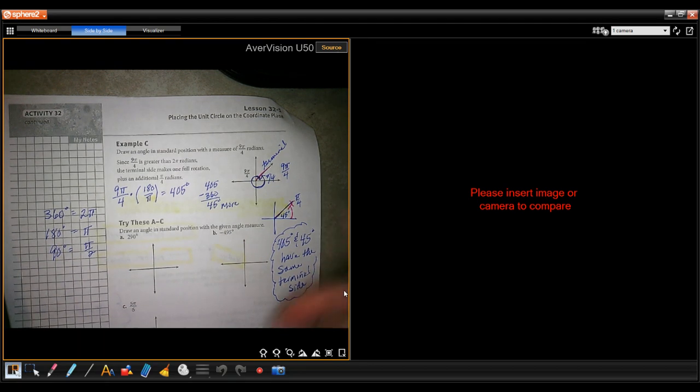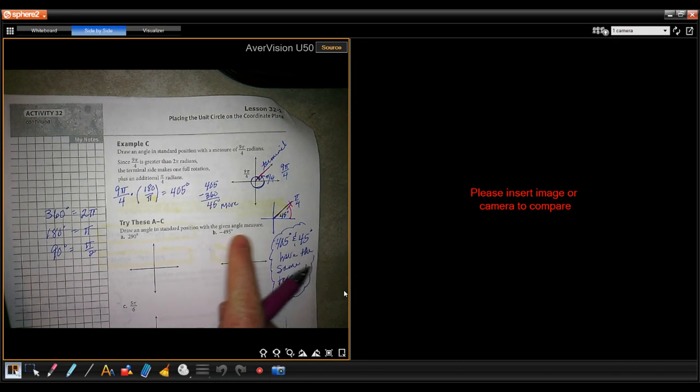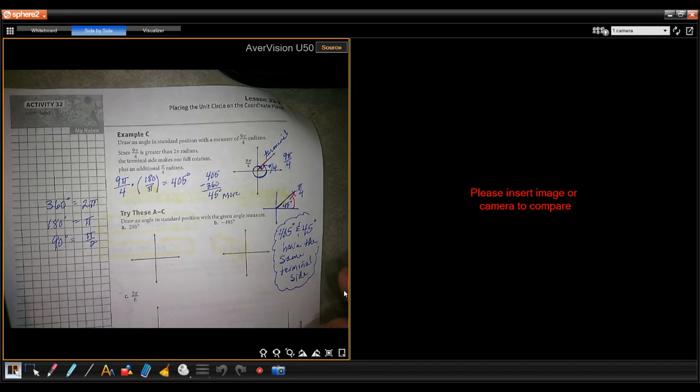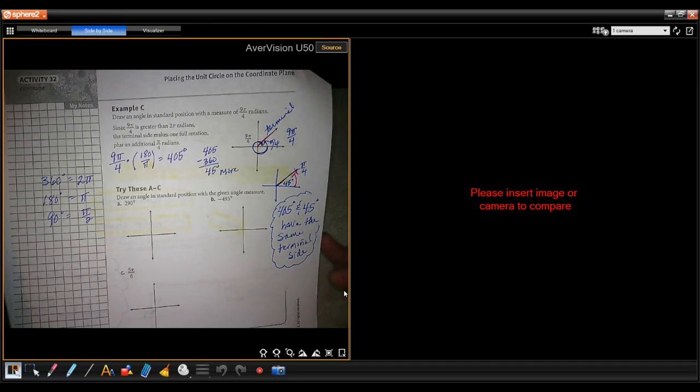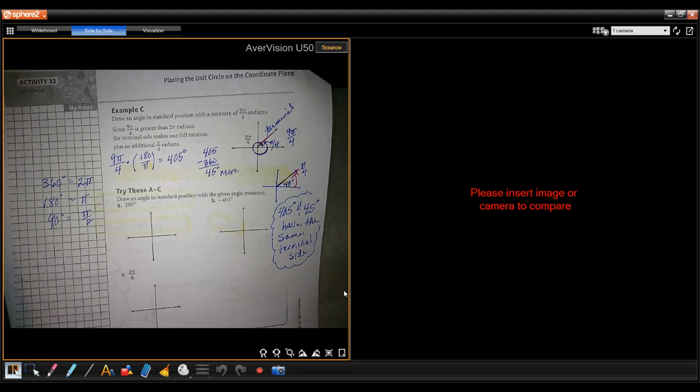Okay, then it says draw an angle in standard position with a given angle measure. So if you want to pause the video, which I found out today that some of y'all do that, which is awesome. That's the whole point of the video, is like pause it, try these three, and then come back and see if it matches mine. So that's what I would do, is pause it and then come back.